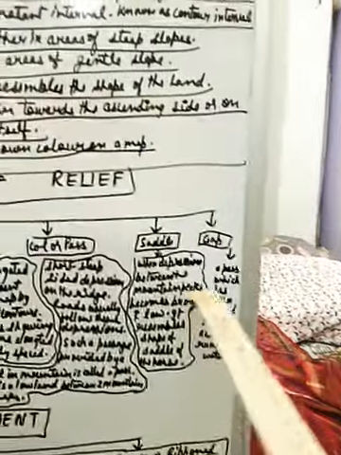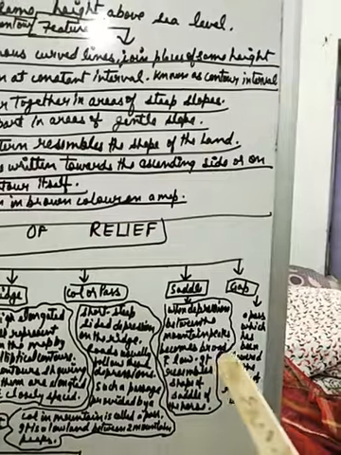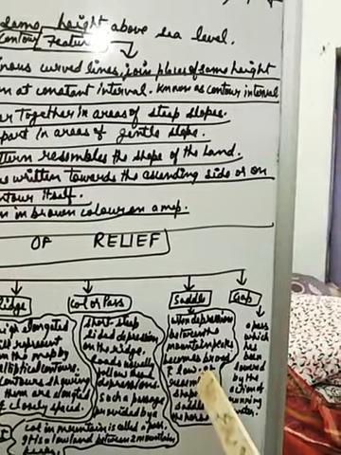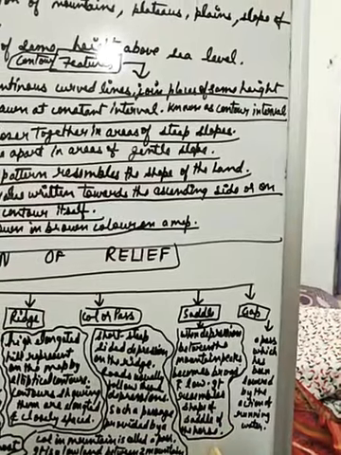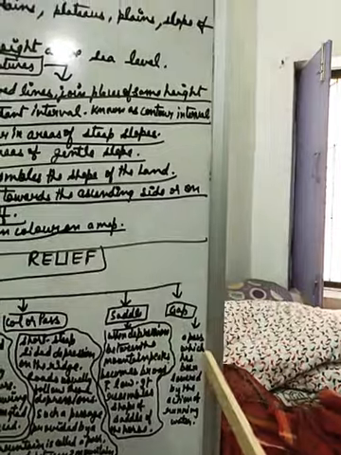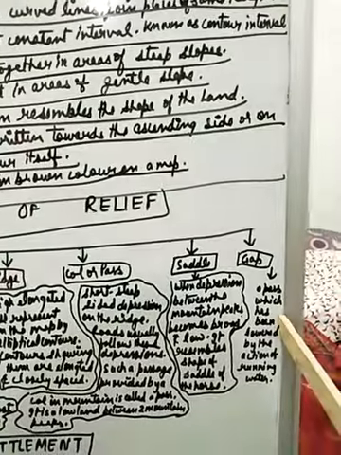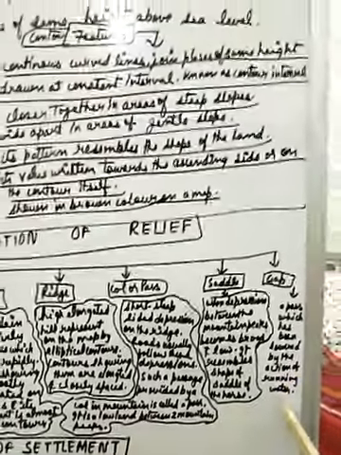Then we have saddle. What is a saddle? When depressions between the mountain peaks become broad and low, it resembles the shape of the saddle of a horse. And then lastly we have gap. A gap is a pass which has been lowered by the action of running water.